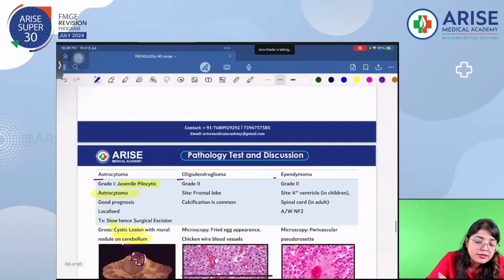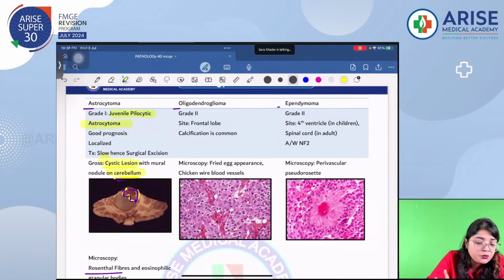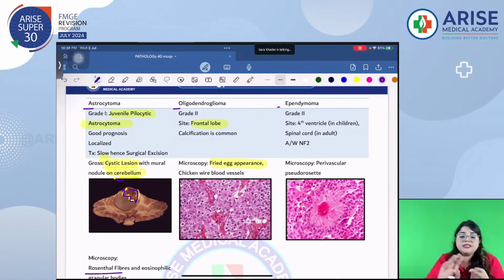What about your oligodendroglioma? This is a grade 2 tumor. It is present in the frontal lobe. You see the famous fried egg appearance. Okay, fried egg appearance is seen in hairy cell leukemia. It is seen here also in oligodendroglioma.